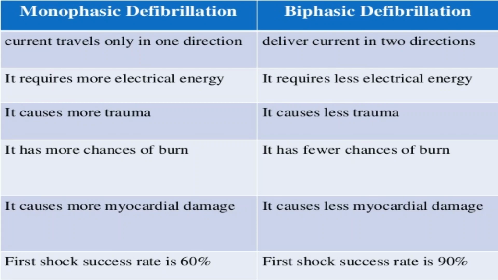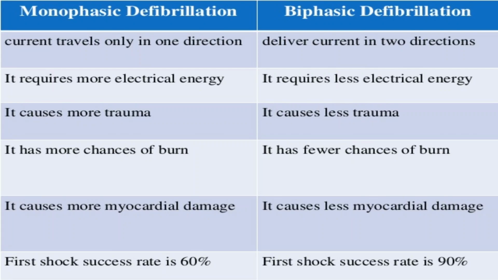That is a bit of a technical issue. Will not go beyond that. The success rate of the biphasic defibrillation is high. It's around 90%, whereas for the monophasic defibrillation, the success rate is around 60%. Chances of burns or complications like trauma with the biphasic defibrillation are lesser than with the monophasic defibrillator.